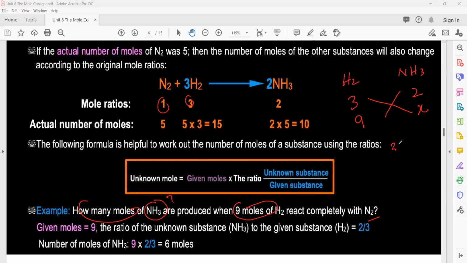So cross multiply. 3 times X equal to 2 times 9. And if you want, you can divide by 3 on both sides. This 3 cancels with this 3, X equal to what? 9 divided by 3 is 3, times 2, 6 moles. So you will put here 6. So when you take 9 moles of hydrogen, it will give you 6 moles of ammonia. So by this you will compare.